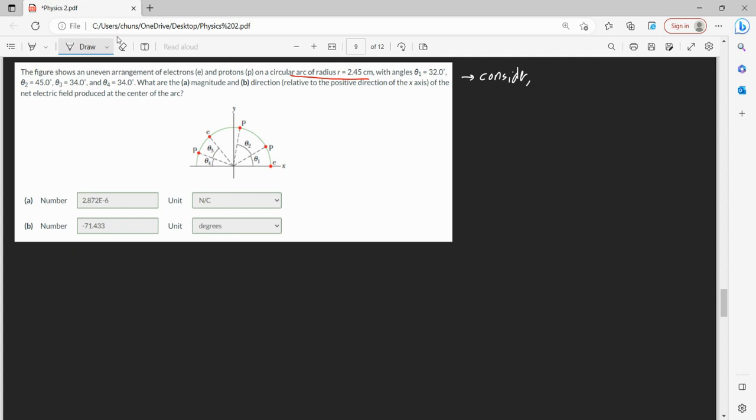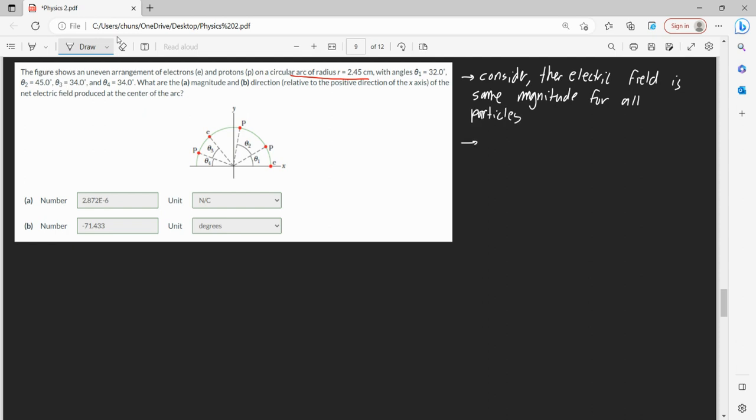Consider that the electric field is the same magnitude for all particles.